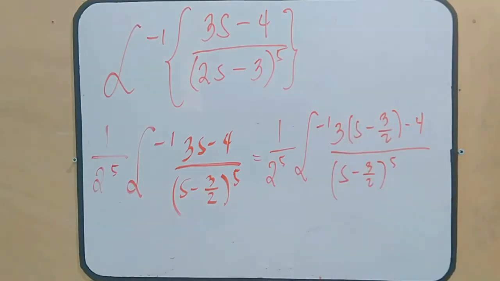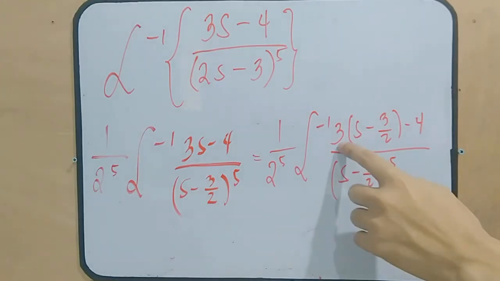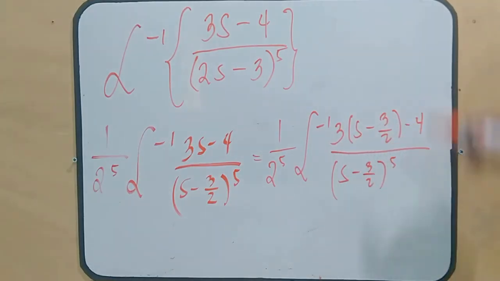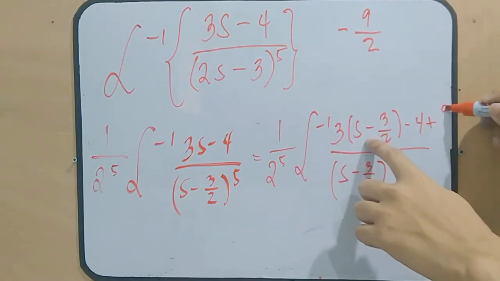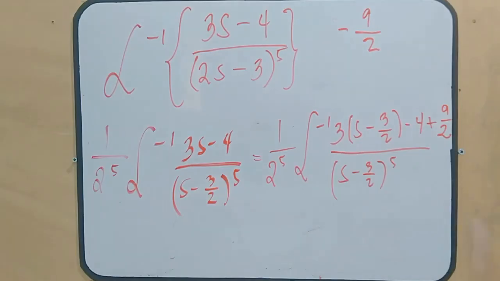So dapat i-balance natin siya. Ano yung dinagdag natin? We have here 3 times 3 halves, so that is 9 halves yung dinagdag natin. So that is negative 9 halves. So dapat, since naglagay ka ng negative 9 halves, dapat dito maglagay ka ng positive 9 halves to cancel that out. So ganun guys yung pag-solve natin.